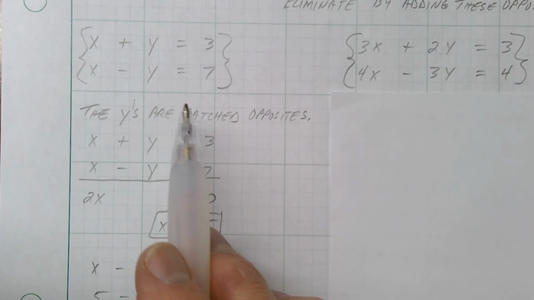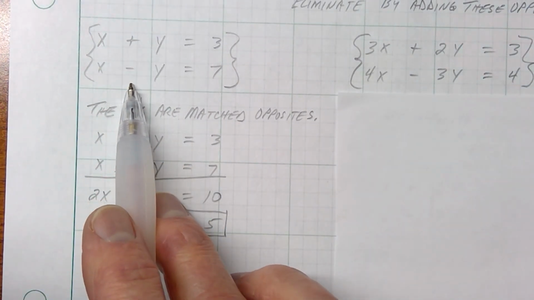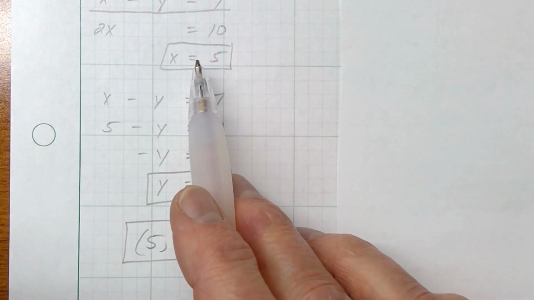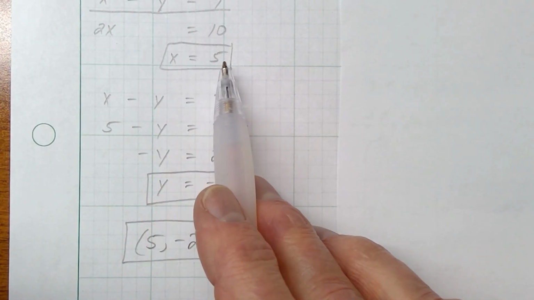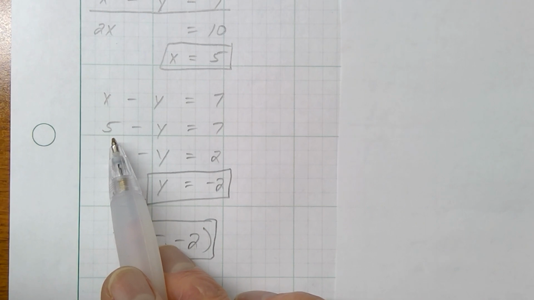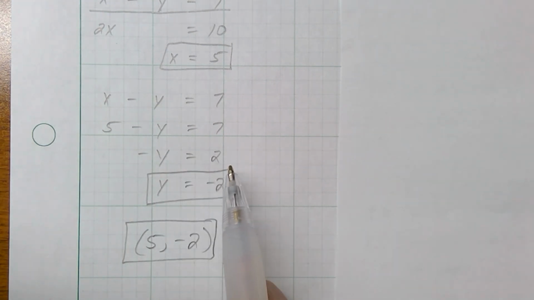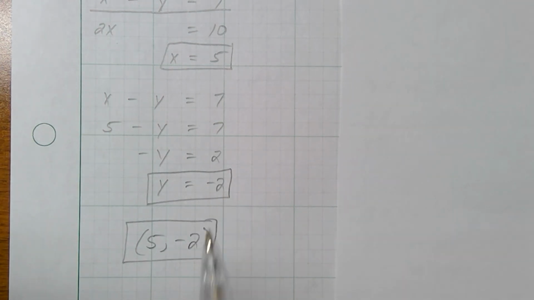2x equals 10, divide by 2, x is 5. Go back up and grab either equation, the plus equation or the minus equation. I grabbed the minus equation, and I'm going to replace x with 5. So replace x with 5, figure out what y is. Minus 5, negative y is 2. Divide by negative 1, y is negative 2.